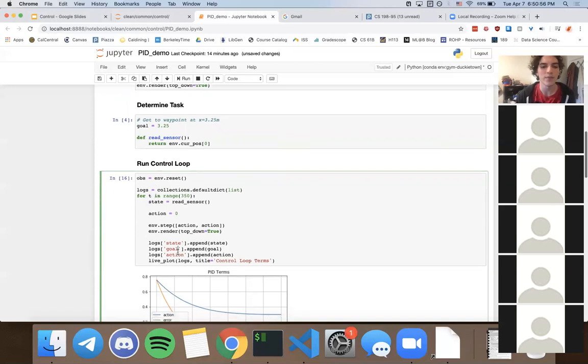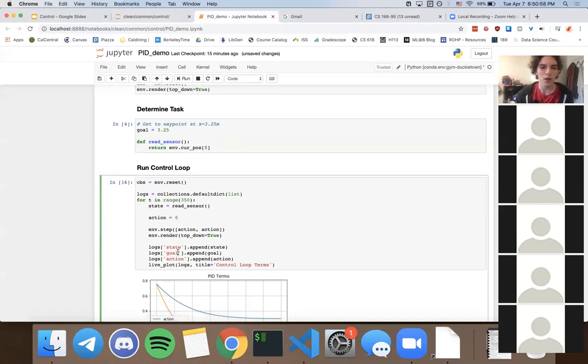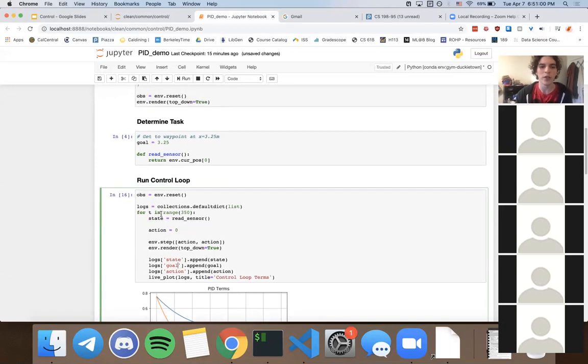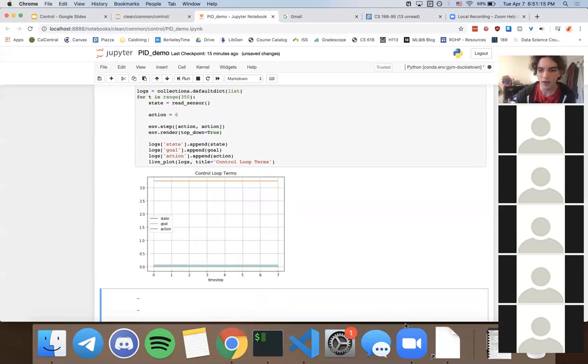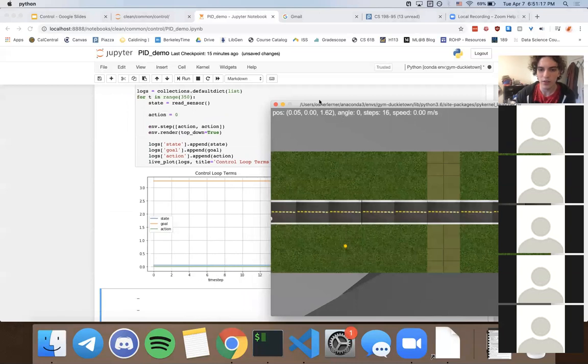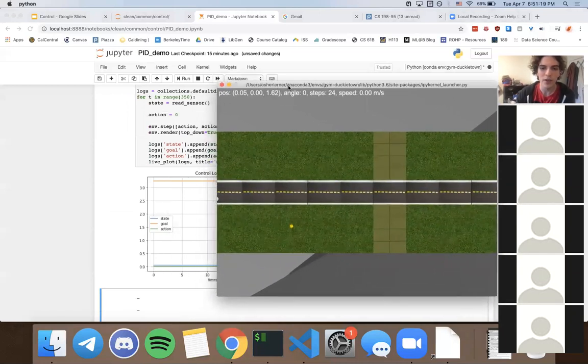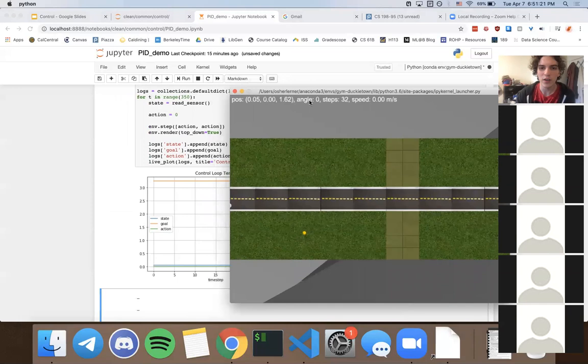So I've prepped this control loop here, which will loop a bunch of times. At each point, it's going to compute an action after reading a state, send that action into the environment, and then show what happened. Let's try running this. Our car is off screen, but we can see that our position is not changing. Our speed is 0. We're not making it to the target.